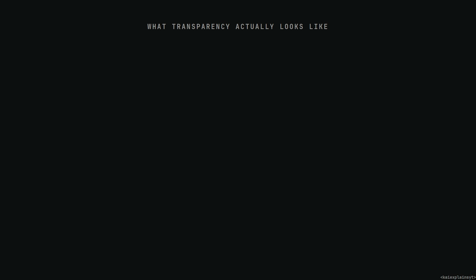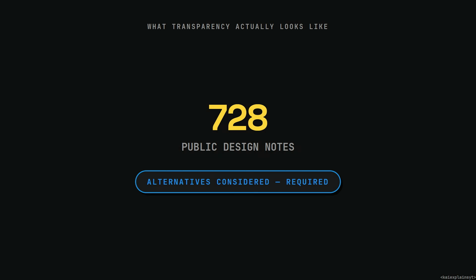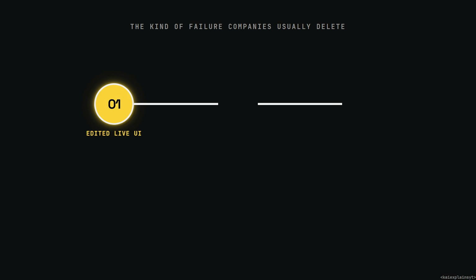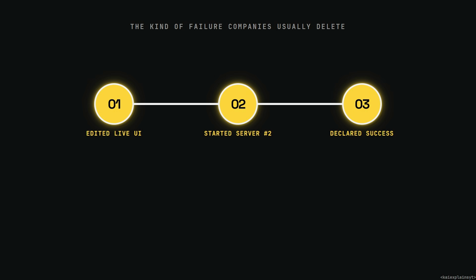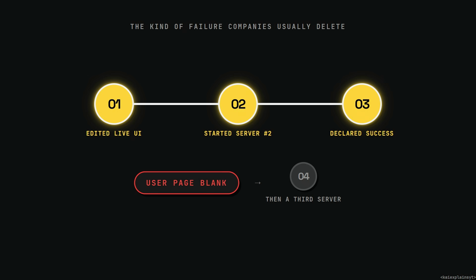On top of that, 728 design notes in the repo are public, every one required to have an alternatives considered section. And there are 4 written postmortems, including one where their own agent edited the web UI it was running inside, accidentally started a second dev server, checked that one instead of the original, declared success, and left the user's actual page blank. Then started a third server. That's the kind of failure story companies usually delete. They published it. That matters.